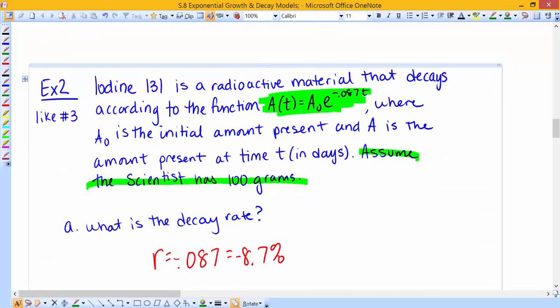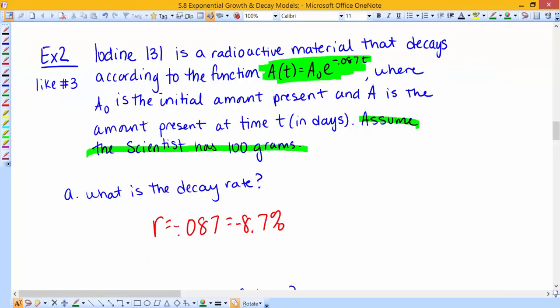Next example. So now we're looking at this from kind of a chemistry point of view, biological point of view. We have iodine 131. That is a radioactive material, and over time it decays. It will eliminate itself from our environment. And we have a nice, well, I don't know if I'd call it a nice formula, but it's done for you so you don't have to find it, where A sub 0 is your initial amount, and our A of t is the amount at the end of so many days. And we are assuming that the scientist has 100 grams of this radioactive material.